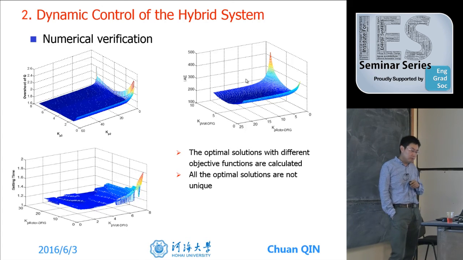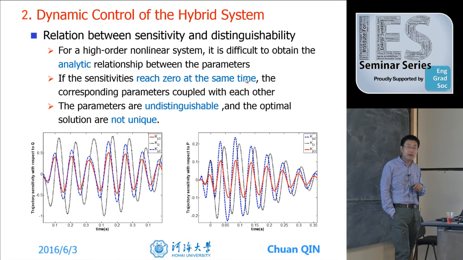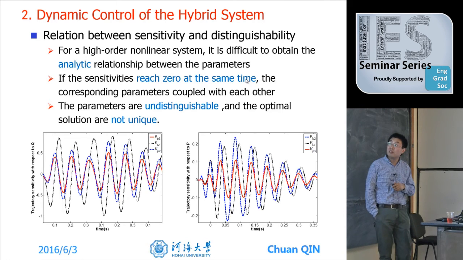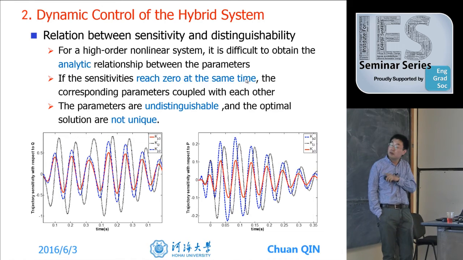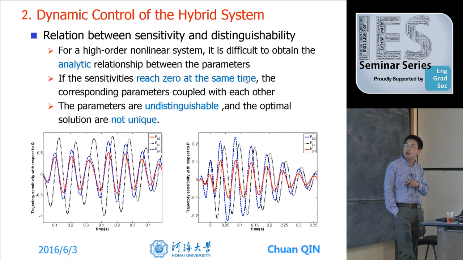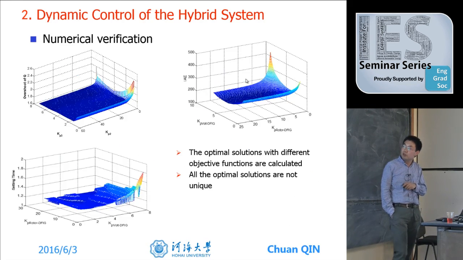But it should be pointed out that we only found the relationship between the sensitivity and the distinguishability, but it is not yet used in the optimization of the control parameters, and I think it will need further study.